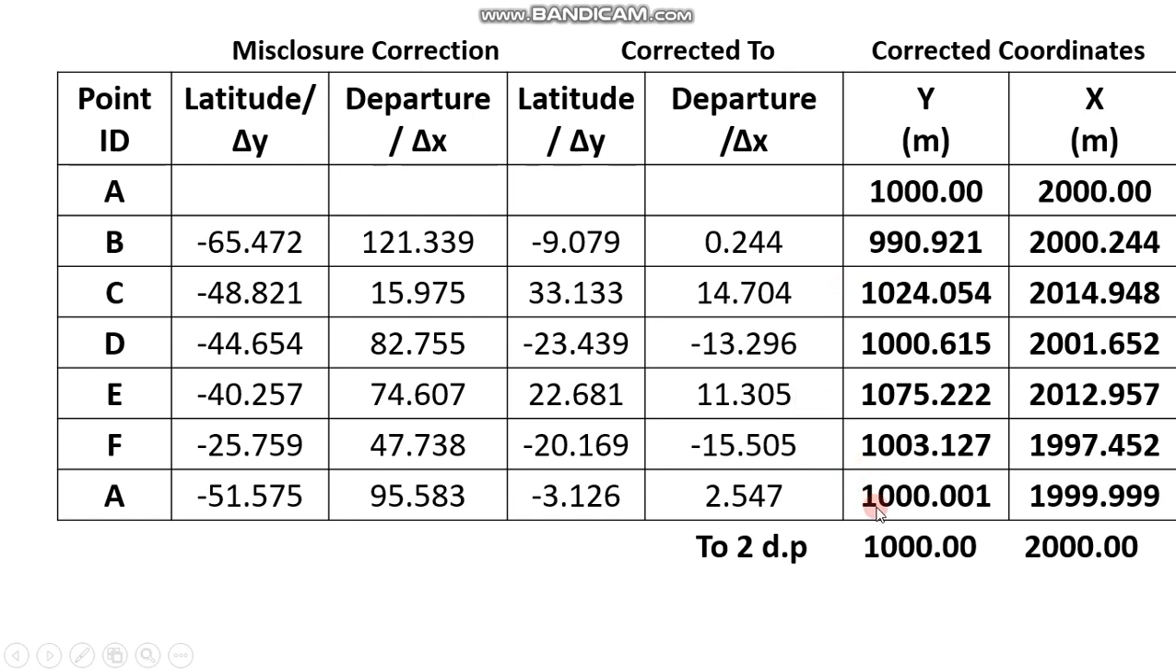Then in the last row, as you can see, we have 1000.001 and 1999.999 for y and x respectively, which to 2 decimal places is the same as the coordinates for A that we were given. We see that this is 1000 and this is 2000, which means they have checked out. We have successfully computed our traverse, and that will be all for today.